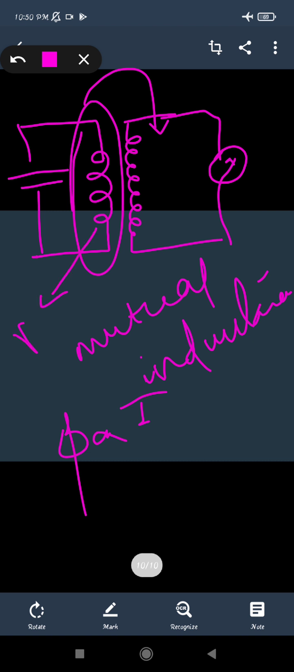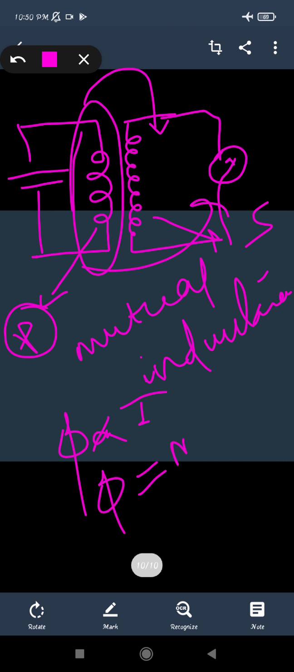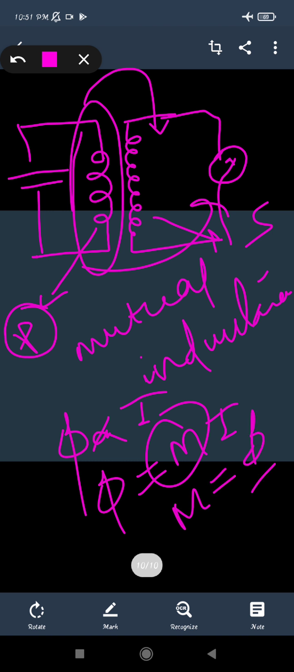This will be the primary coil and this will be the secondary coil. So whatever the current is in the primary coil, it will try to induce in the secondary coil also. So it is directly proportional to the current, but the primary coil's current. So from here we can write the constant, that is Mi, where M will be the mutual inductance, and M is equal to phi upon I.